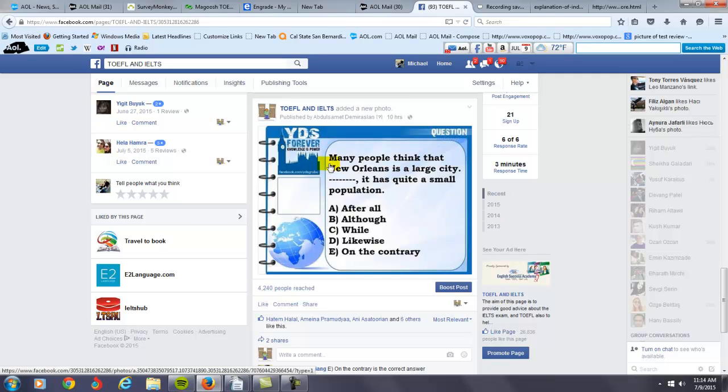So in this case, you might say, well, who cares, what word's better? Why is this important for the TOEFL? Well, let me make an explanation. If you look at the two sentences, it says, many people think that New Orleans is a large city, right? Then you say, it, which means New Orleans, it has quite a small population. So it's obvious that the ideas in these two sentences are opposite or different, which means there is a contrast.